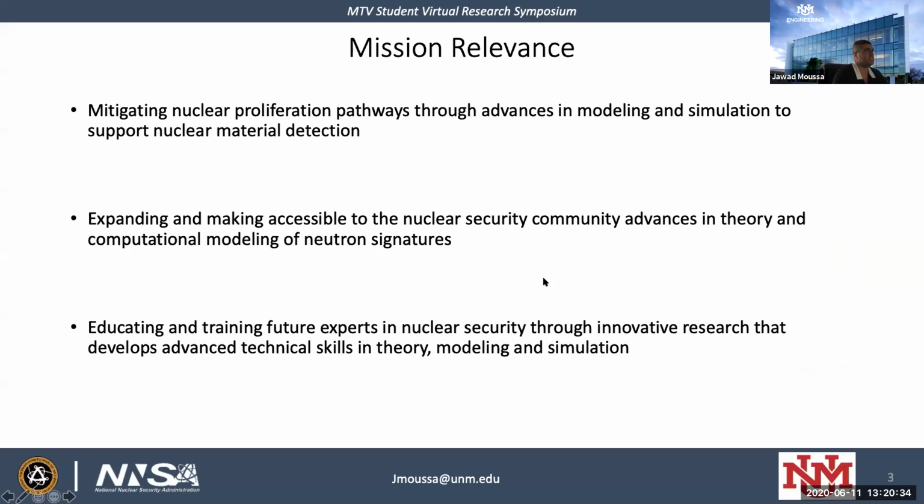So how does that relate to the NNSA's mission? Advances in modeling and simulation will support nuclear material detection. Not only that, but making the theory and the computational modeling available to the nuclear security community will encourage further development on the experimental side. And last but not least, educating and training future experts, hopefully like myself, to go on and do great things in the future, with a very good understanding of what nuclear safeguards entails and how we can make this world a better place.